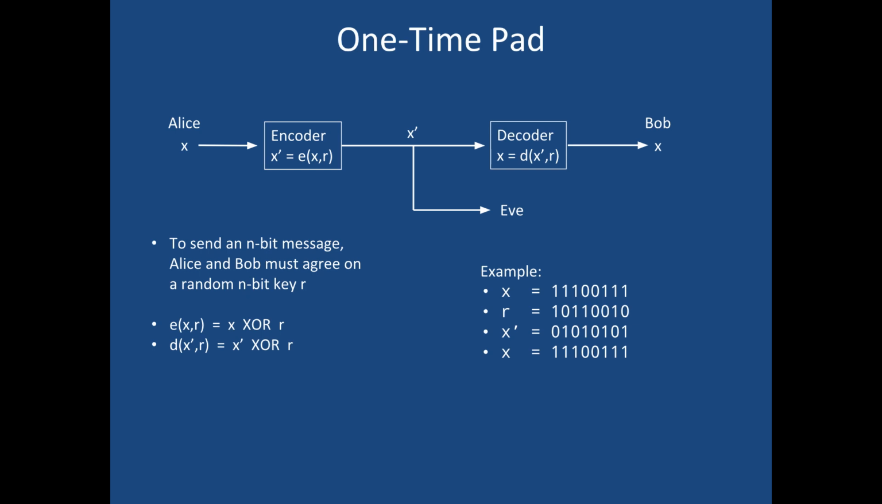Yeah? Because assuming that you don't have X in the first place, you can't derive R. Okay. So basically, we're encrypting every bit separately, right? Every bit in R was chosen at random.